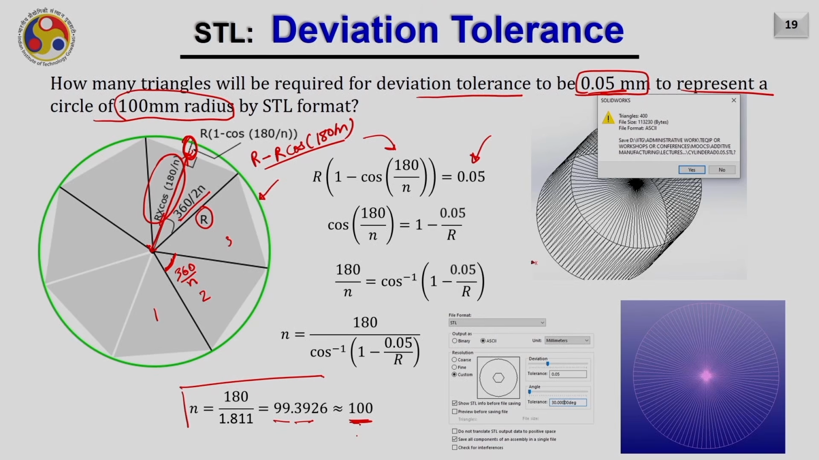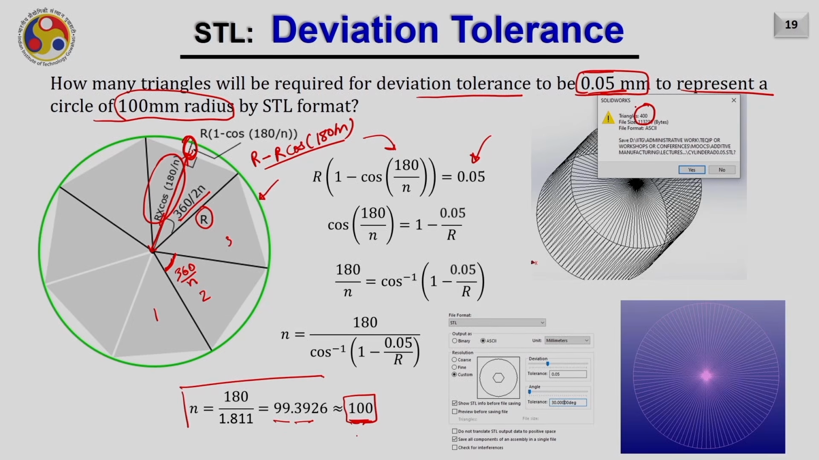I have verified this answer by utilizing the software SolidWorks. You can also do that. While saving your file as an STL file, in the properties you can put the deviation tolerance as 0.05, and then you will find that the total number of triangles is 400.